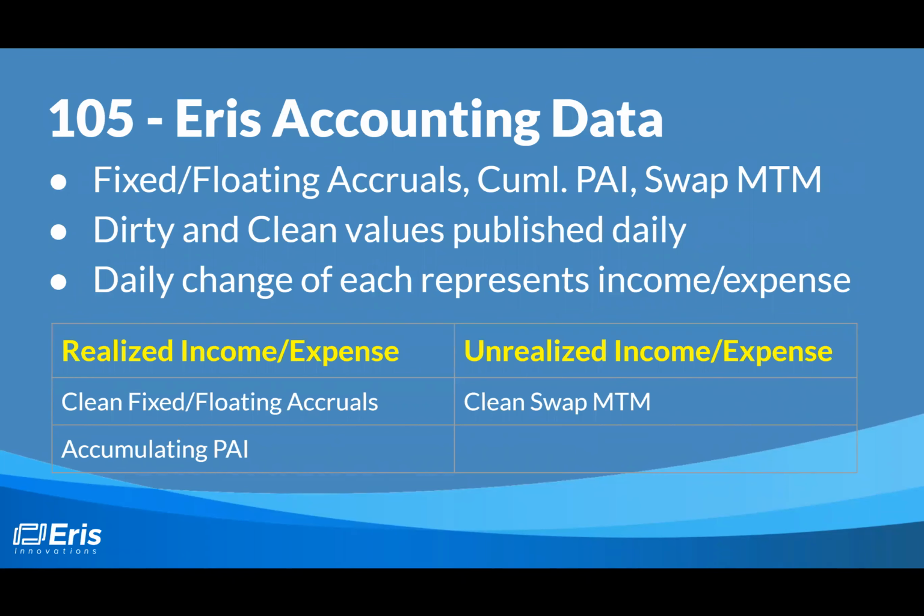With this data available every day, realized income or expense during a reporting period is nothing more than the change in the realized cash flow ledgers between these 2 dates. And the unrealized income or expense is the change in the present value of future cash flows less accruals from the last coupon date, or the clean swap NPV. With this data published daily for every Eris contract, reporting and reconciliation may be automated easily.